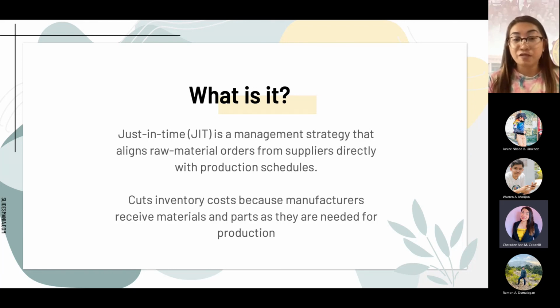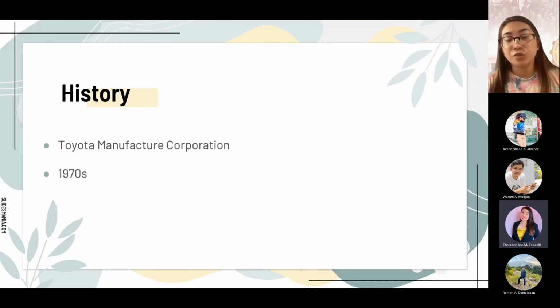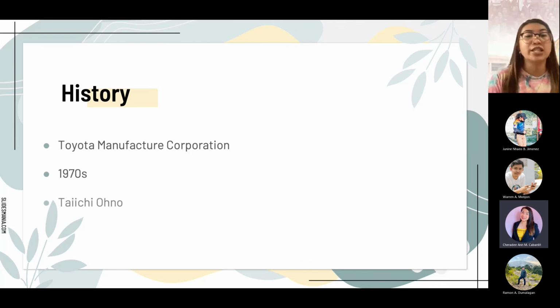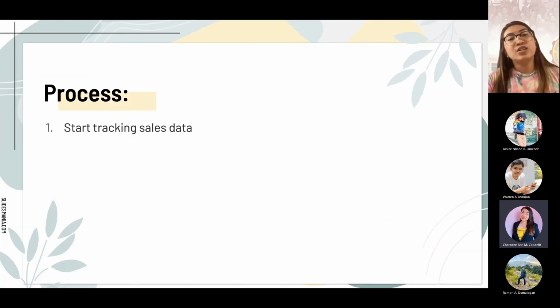Cuts inventory costs because manufacturers receive materials and parts as they are needed for production. Meaning to say, you don't have inventory in your store, in your warehouse, in your manufacturing. You will have to contact your supplier directly that you need this material because you will produce it on that day. Okay, that's just in time. All right. So the history of just in time is from Toyota Manufacturing Corporation in the 1970s by Taiichi Ono.